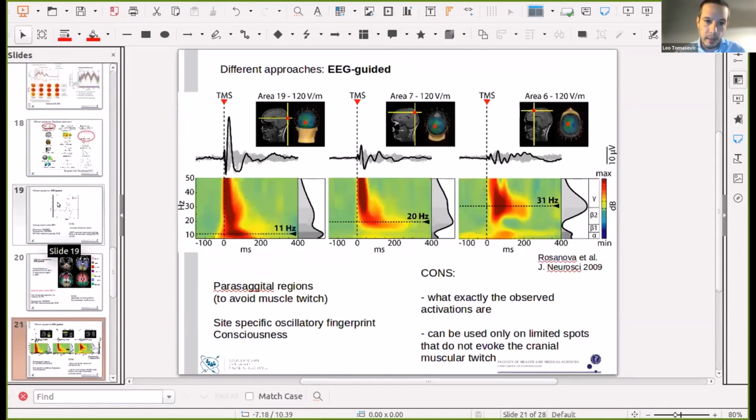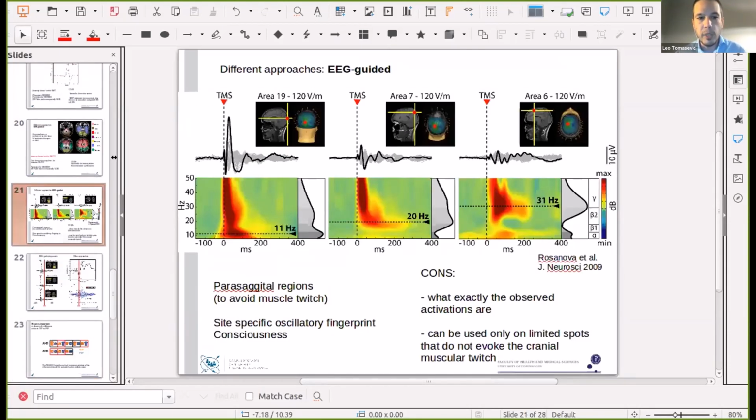Then there is the third and last approach, the completely EEG guided approach. This is an approach that I have seen done only by a couple of groups. What they do is find the hotspot, the direction of the coil and the intensity of the coil that maximizes the EEG response. So it's TMS-EEG guided by the best response in EEG.